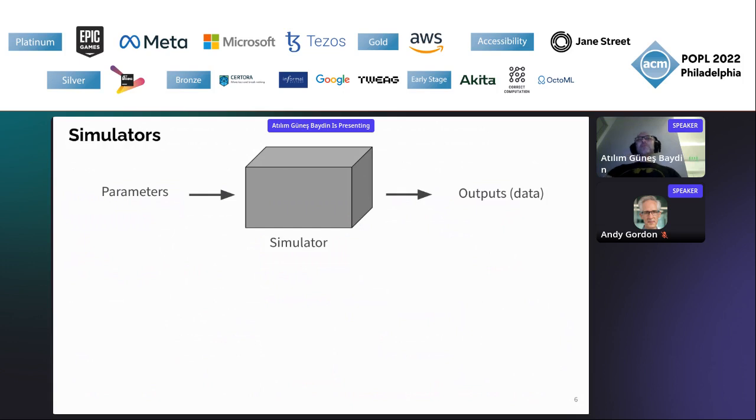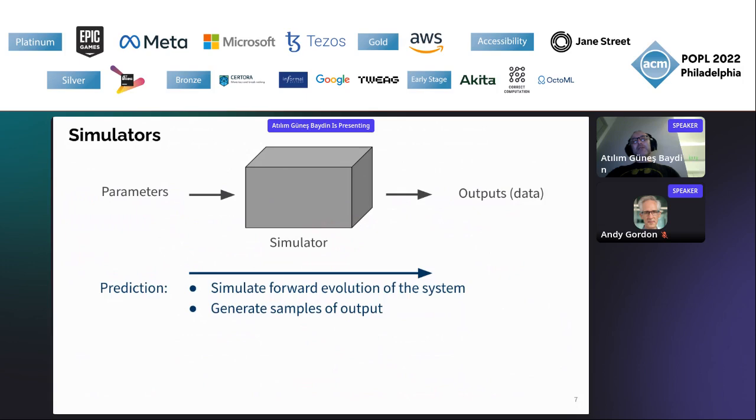So to introduce the subject very briefly, we can talk about what the simulator is. A simulator is a piece of software that takes some parameters, it runs, and it gives you some output. This output, in many cases, corresponds to data that you can actually observe independently. And you can use the simulator in basically two ways. You can run the simulator forward. We can call this prediction. So the simulator simulates the forward evolution of a system. This in many cases corresponds to the arrow of time. And you generate some samples of output.